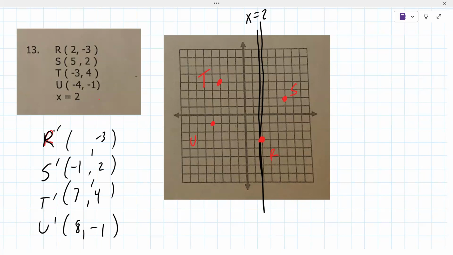R is the same, I think. It is because it's the same point. It's right on top. It's right on the mirror. Yeah. Okay, good job. We're going to go ahead and stop there for today. You get that one.